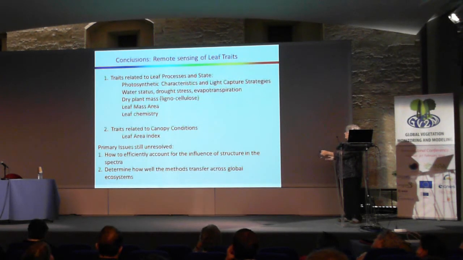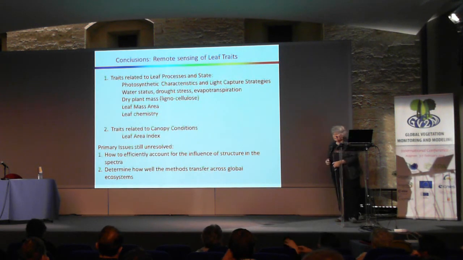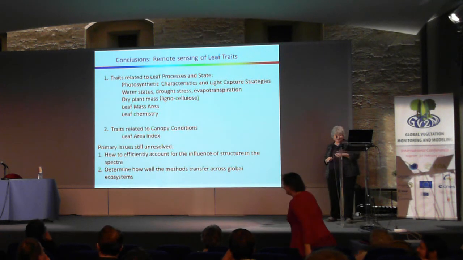So with that, I just want to say that the traits are related to leaf processes and their state, and it looks like we can measure most of the ones that were identified in the leaf trait literature. And there are still some primary issues that are unresolved, like the influence of structure on the spectral properties and how that affects the detection. And I would like to stop because I'm out of time, and if you have one question.